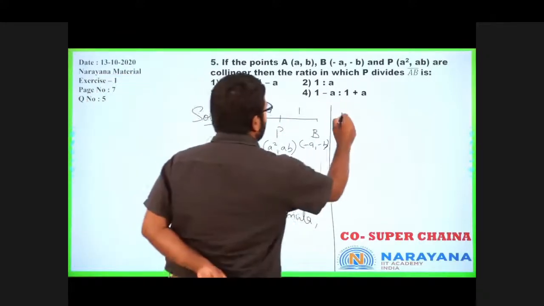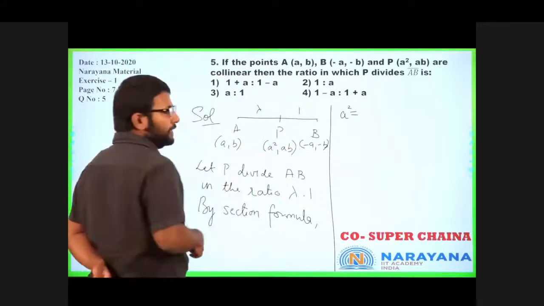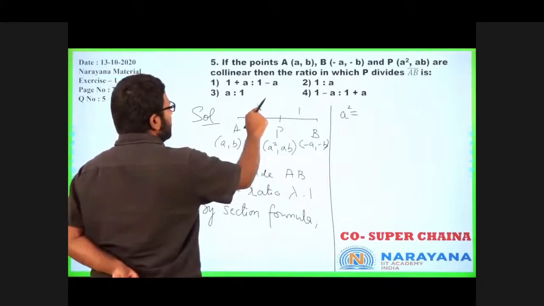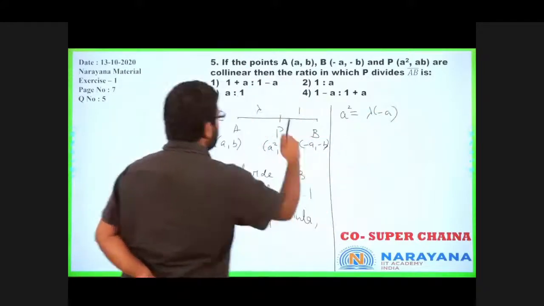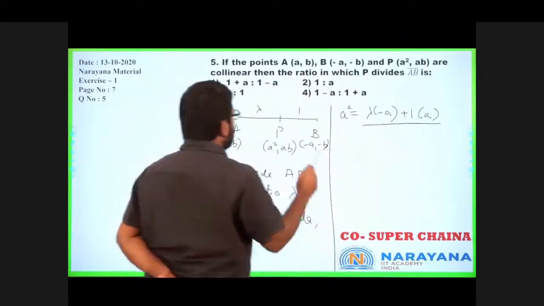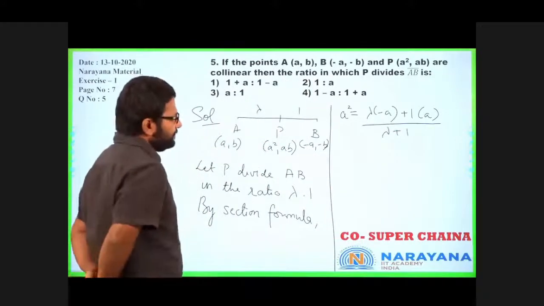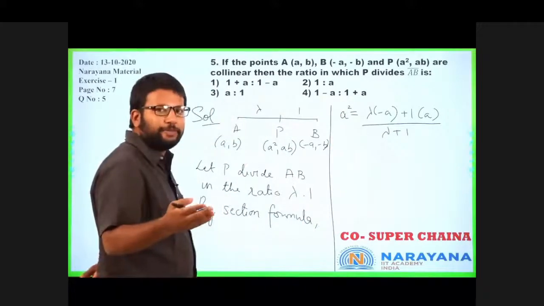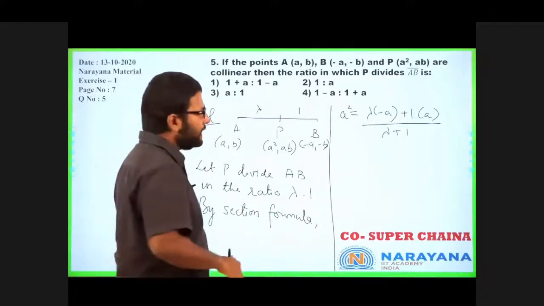a square would be equal to this ratio multiplied by this coordinate, right? Always remember in section formula, we will multiply opposite numbers in the ratio and the coordinate. So lambda into minus a, then plus 1 into a, divided by lambda plus 1, right? So now you see there is only one unknown here, lambda, which means one equation is enough, which means I don't actually have to write the next coordinate equation, correct?